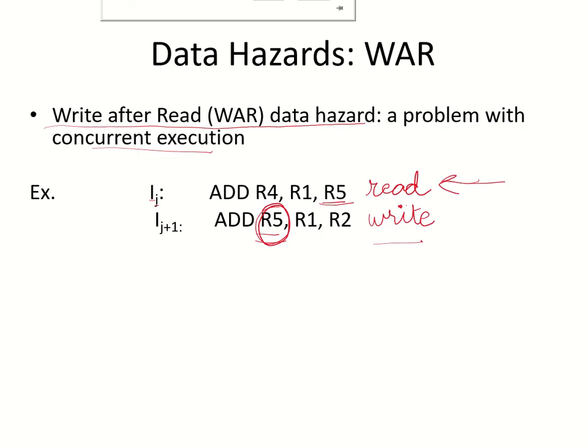So if there is any chance that R5 is written and this Ij+1 is executed concurrently or out of order before Ij, then the value that will be available over here will not be the one which should have been there, because Ij+1 is theoretically the successive instruction of Ij. This is referred to as a write after read data hazard.